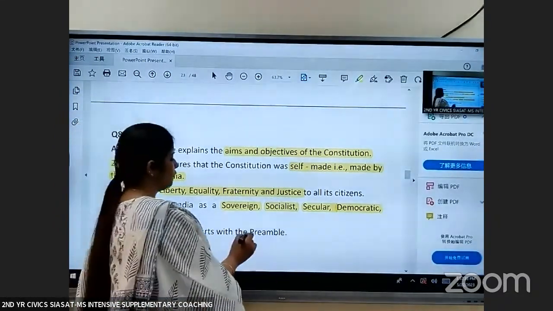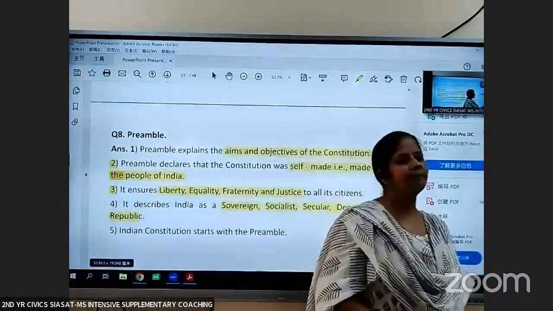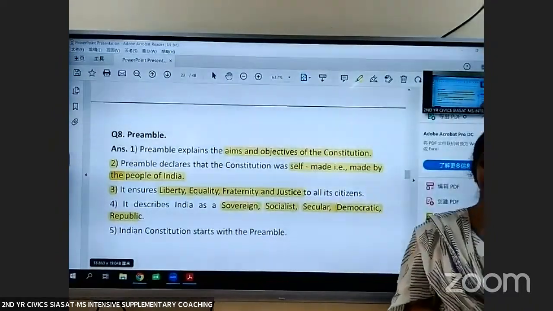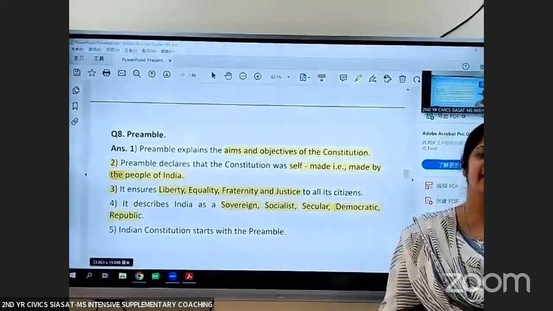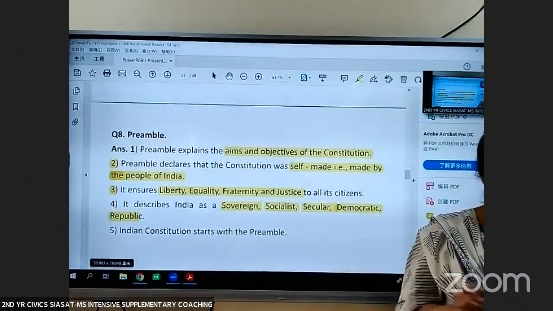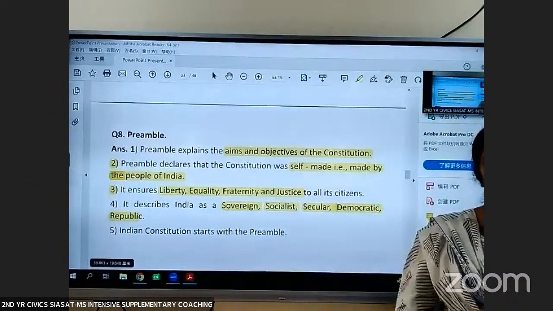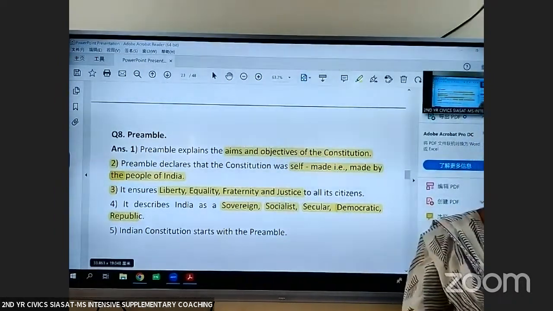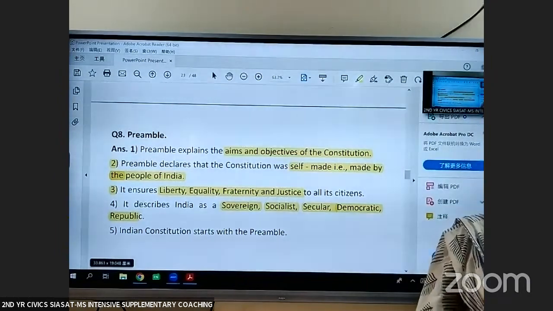So the Constitution of India starts with preamble. With this, I end my session here. We'll continue in the next class. I request all of you to learn the answers and write them down. Unless you write, you won't learn it. So writing is very important. The more you write, the more you will retain the answers.